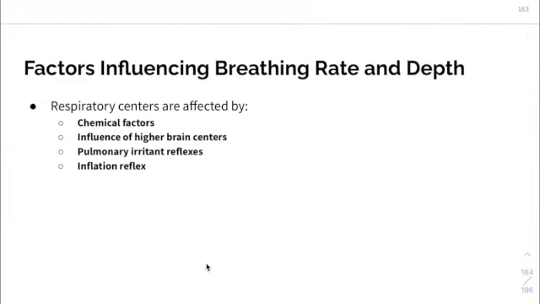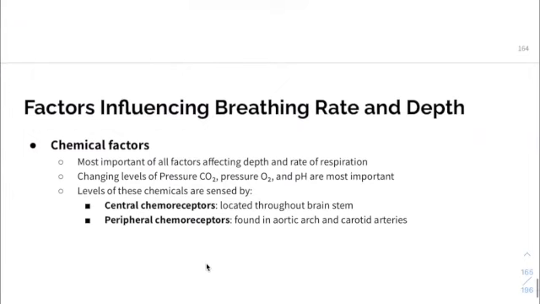Of course, just like anything else in the body, chemical factors play a role in your breathing. Your higher brain centers, pulmonary irritant reflexes, and inflation reflexes all play a role in your breathing. So let's look at how those work.